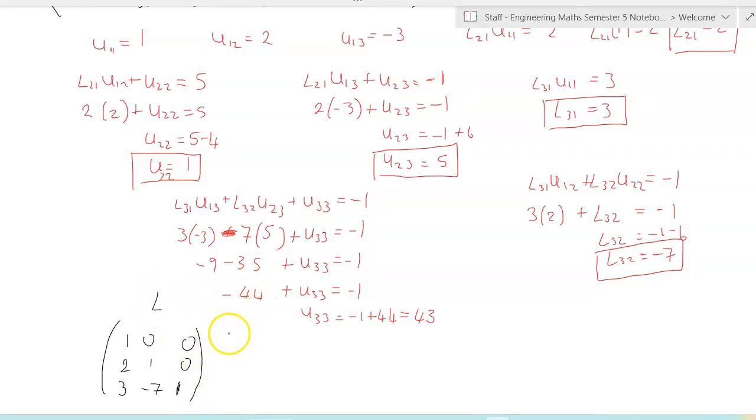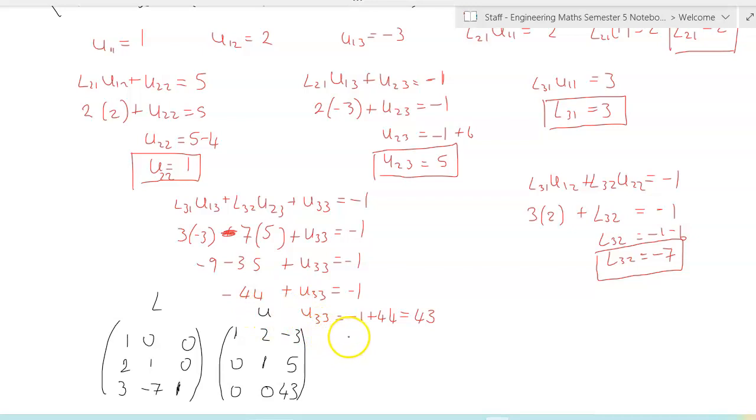The upper triangular matrix, U, is equal to U11, which is 1, U12, which is 2, and U13 is -3, basically the same as the A matrix. Then we have to get a 0 here, 0 here, and 0 here. We have them. So now we're looking for this value, which is in the second row, second column, U22, which is 1, there. Then the next one is second row, third column, U23, which is 5, there. And the last one we need is U33, which is 43. Okay, so that's L and U.